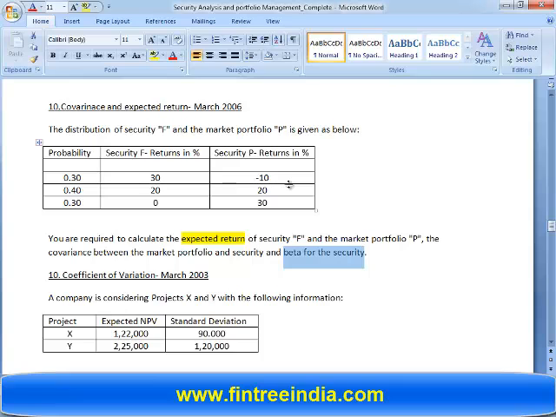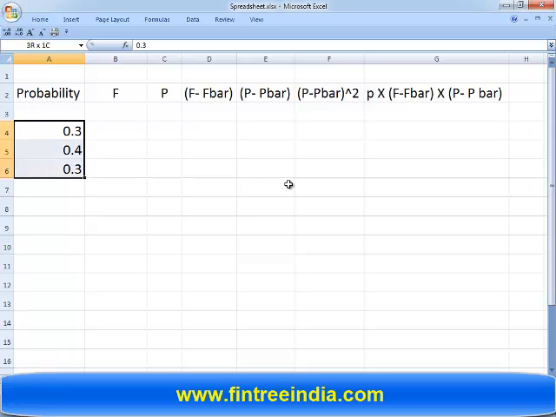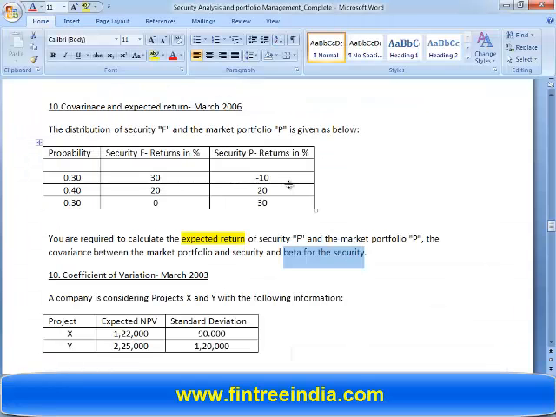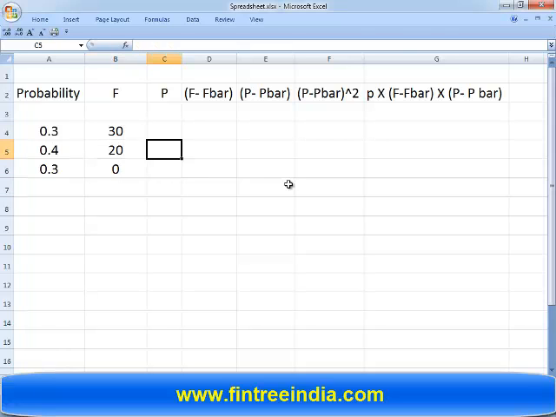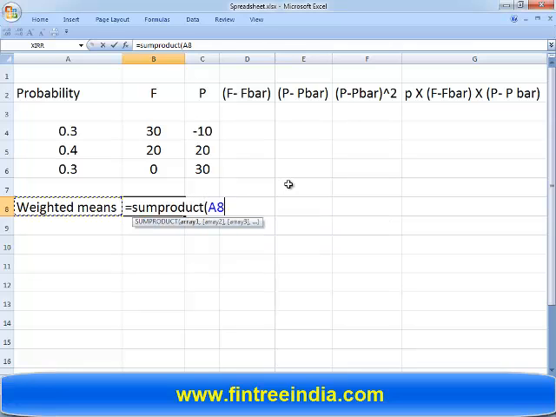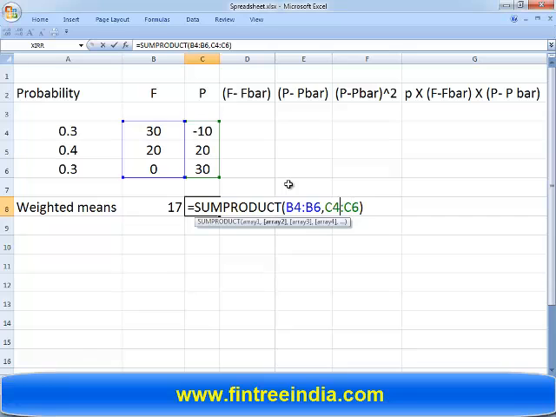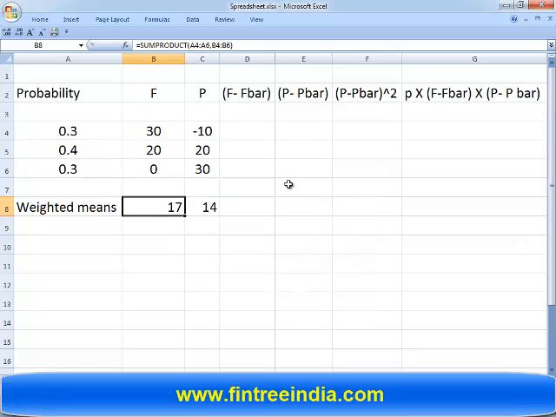Okay, so let's plot the values. 0.3, 0.4, 0.3. Then F 30, 20, 0. P minus 10, 20, 30. And then first you calculate F bar here. So you would say weighted means. You put the formula. I'm doing it ready-made. The answer should be 17 and 14.